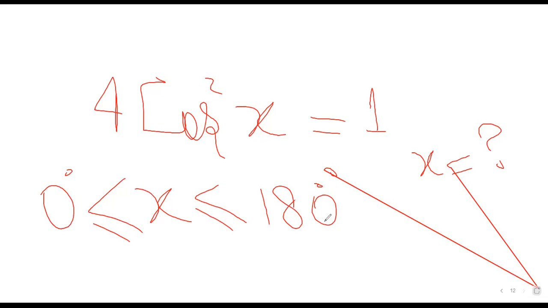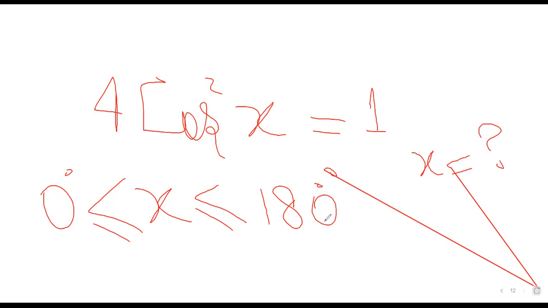4 cosine square x is equal to 1. So x lies between 0 and 180. So what should be the value of this x in degrees? Have you written this on the paper? Just please note this equation down. I'm just moving to the next screen.